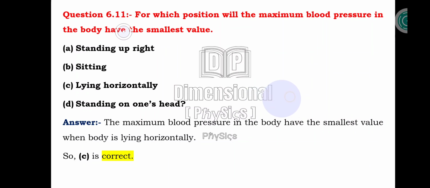Next students, the question is: for which position will the maximum blood pressure in the body have the smallest value? First of all, maximum blood pressure means students, systolic pressure. So the maximum blood pressure in the body has the smallest value when the body is lying horizontally. So option C is the correct option.